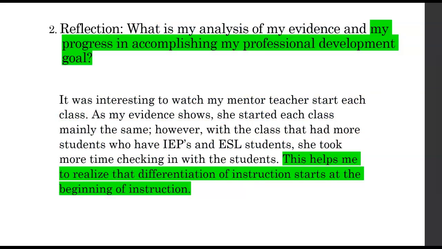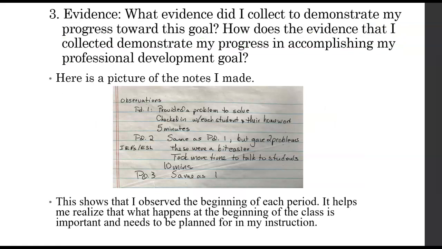The second part of the question, progress in accomplishing my development goal, could be a sentence something like this. This helps me to realize that differentiation of instruction starts at the beginning of instruction. Again, it's just a sentence that shows me that you're making progress in accomplishing your goal.